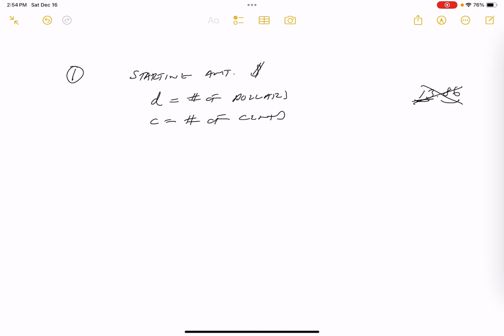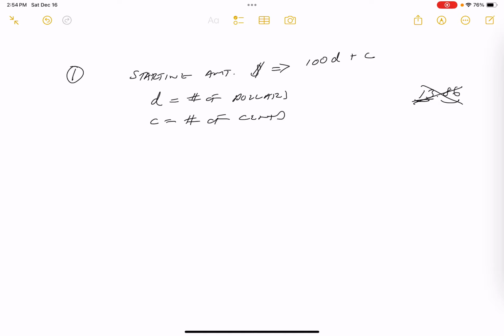So what's the starting amount of money? I'm going to turn it into cents; you could do it in dollars too, it doesn't matter. So I'm going to say 100 times D, because every dollar is worth 100 cents, and then there's going to be C cents. This is the starting amount.